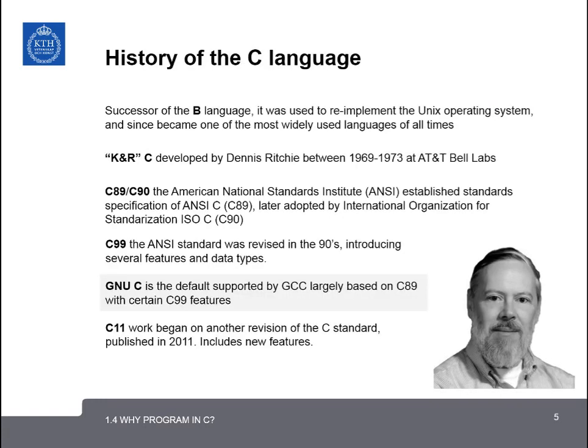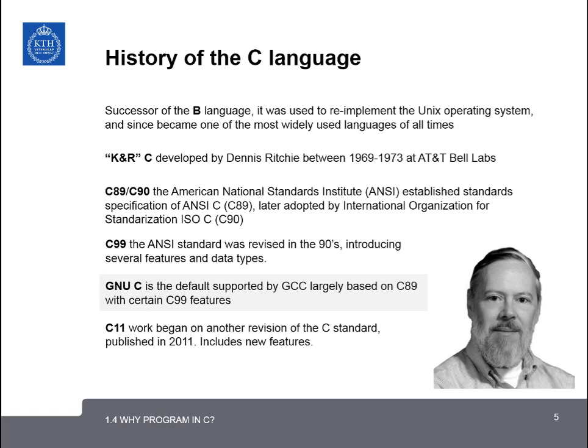Now we'll briefly look at the history of the C language. C is the successor of the B language, and it was developed to re-implement the Unix operating system, and since then it has become one of the most widely used languages of all times. One of the first versions of C was KNRC, developed by Dennis Ritchie between 1969 and 1973 at Bell Labs.